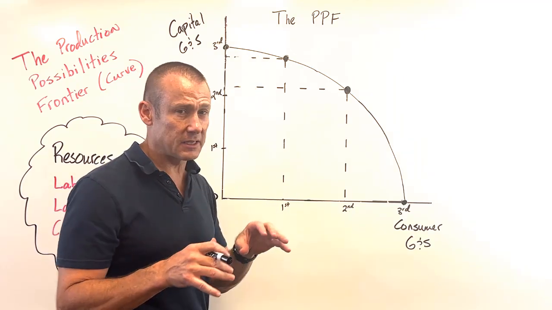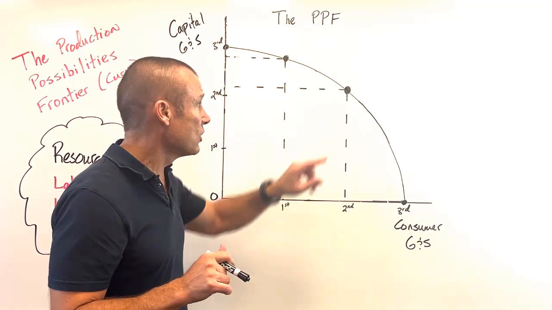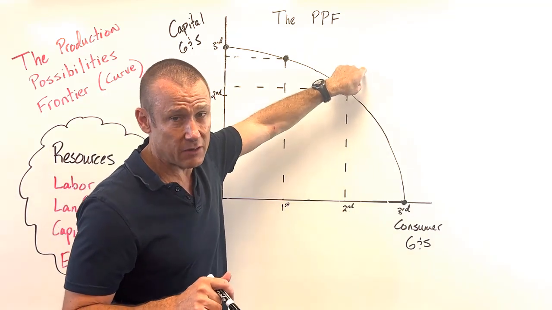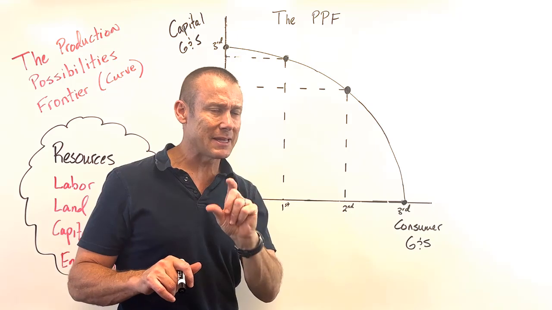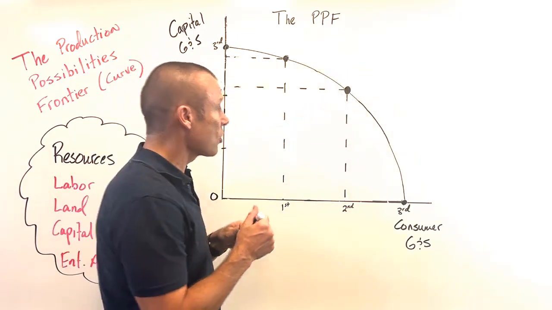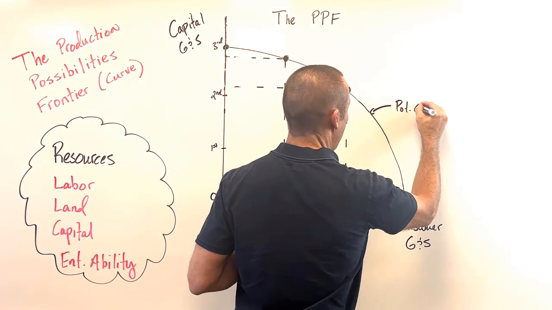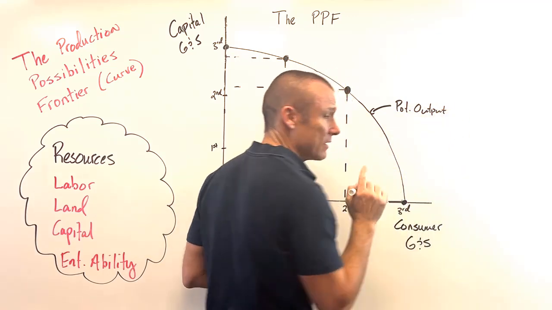Now, the next thing, guys, is when you use this in a macro class, we're going to say you cannot produce outside of this curve, and that's where it's going to get a little bit interesting, okay? You cannot produce outside of the curve. We're going to say the curve itself represents our potential output. And why is that interesting?